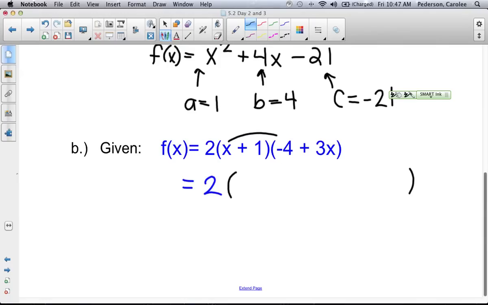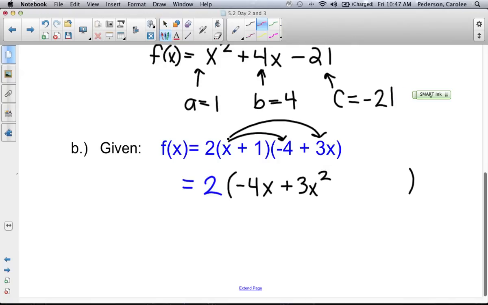So I'm going to distribute the x to the negative 4, and then the x to the 3x. So x times negative 4 is negative 4x. X times 3x is 3x squared. Then we next distribute the 1 to the negative 4 and the 3x. So we get 1 times negative 4 is negative 4, and then 1 times 3x is 3x.